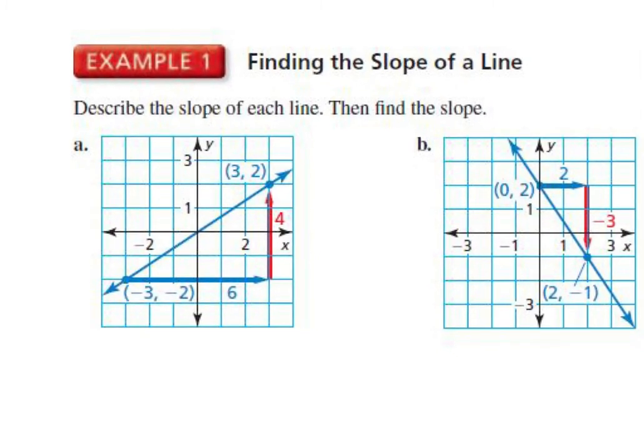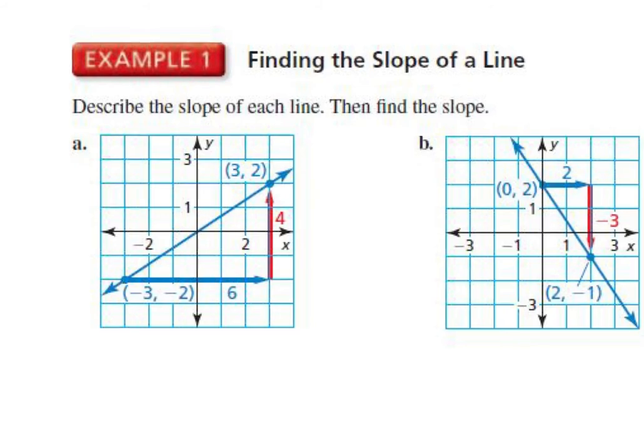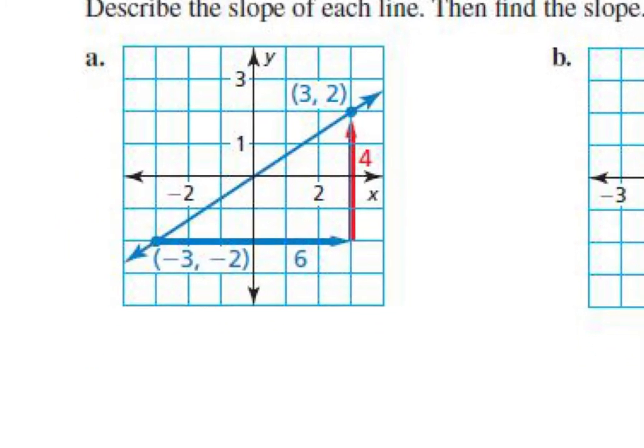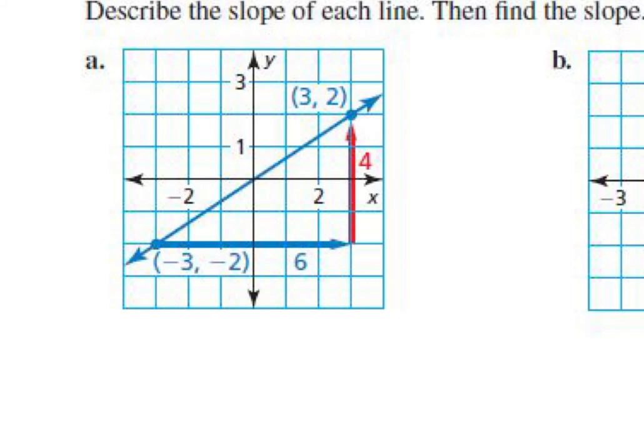Let's describe the slope of each of these lines and then let's find the slope. Take a look at A. Do we think this line is going to have a positive or a negative slope? Victor, what do you think? Positive. Positive, very good. Why? Because the horizontal line is going to the right and the vertical line is going up.